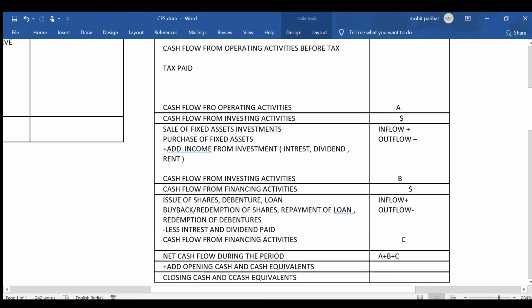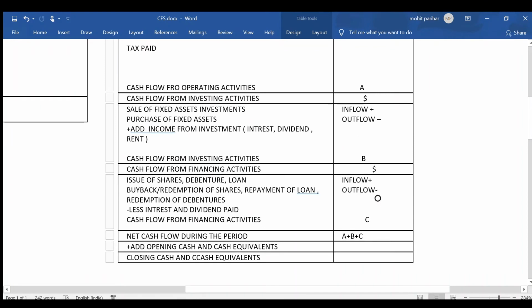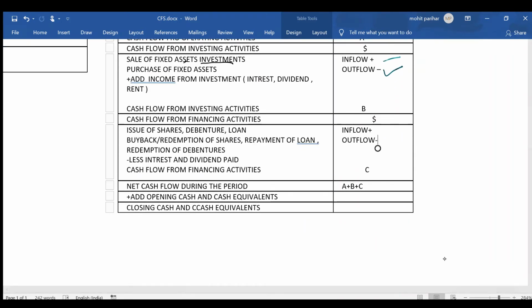Now let us start with cash flow from investing activities. Now, investing activities: when you sell fixed assets and investments, there will be an inflow of cash. And whenever you purchase fixed assets or investments, there will be an outflow of cash. Okay. And cash flow from financing activities: whenever you issue shares, debentures, or loan, there will be an inflow of cash. Okay. And whenever you buy back, redeem, or repay your loan, there will be an outflow of cash. Okay.